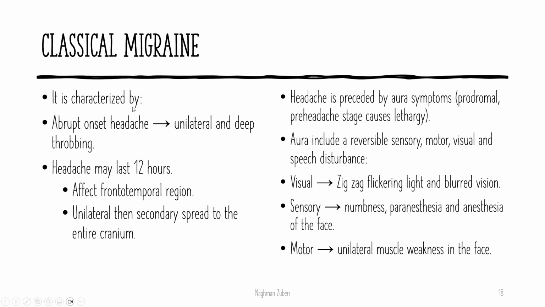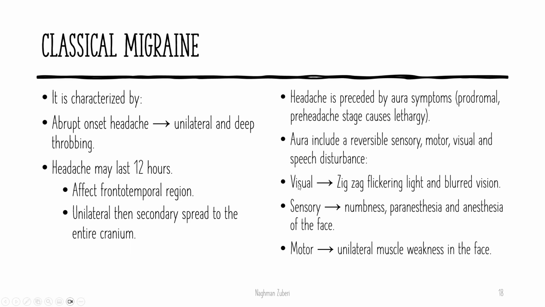The classical migraine is characterized by abrupt onset headache. It will be unilateral and deep throbbing. The headache may last 12 hours. It affects the frontotemporal region. Most commonly, it triggers from the frontal area, unilateral, then secondarily spreads to the entire cranium. The headache is preceded by aura symptoms. The prodromal pre-headache stage causes lethargy. Aura includes a reversible sensory, motor, visual, and speech disturbance.